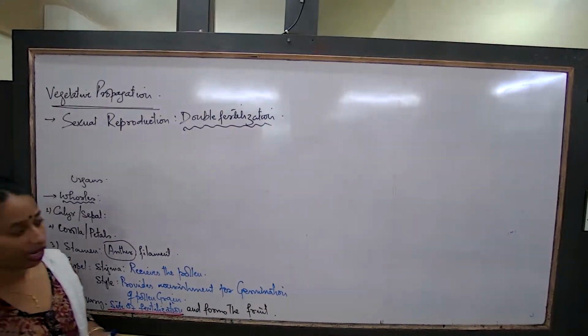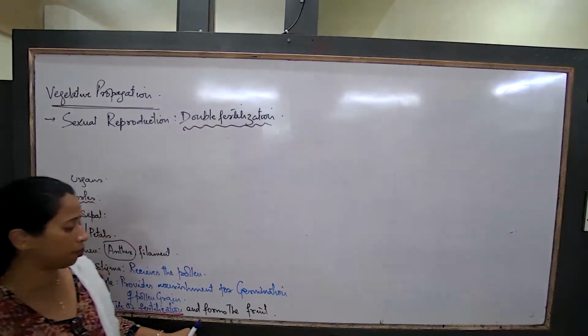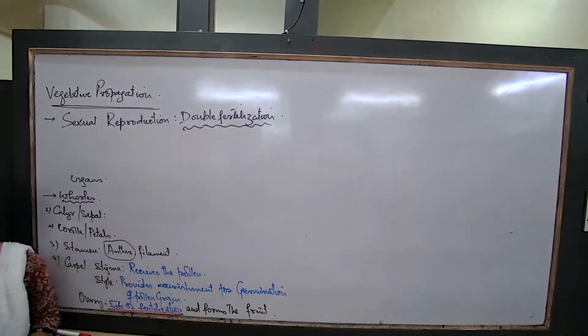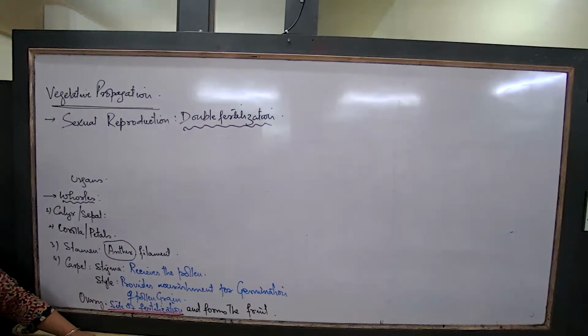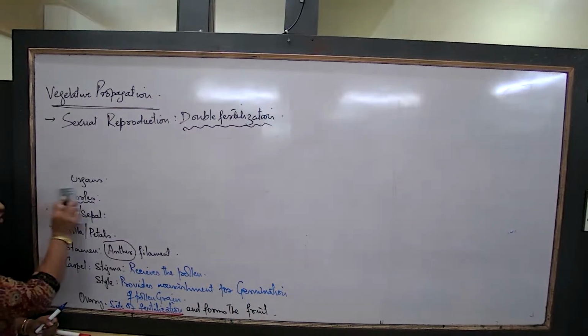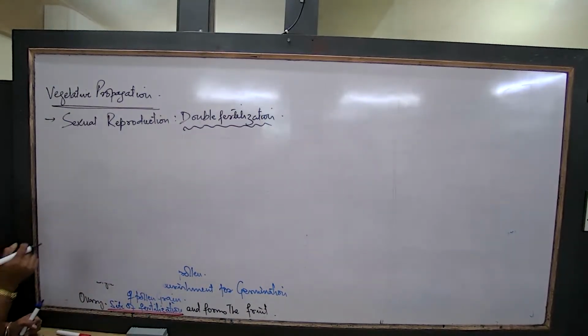We are going to understand why this concept of twice. But before that, fertilization is very much dependent on another process. What is it? Pollination. Fertilization is very much dependent on another process, and that process is known as pollination.